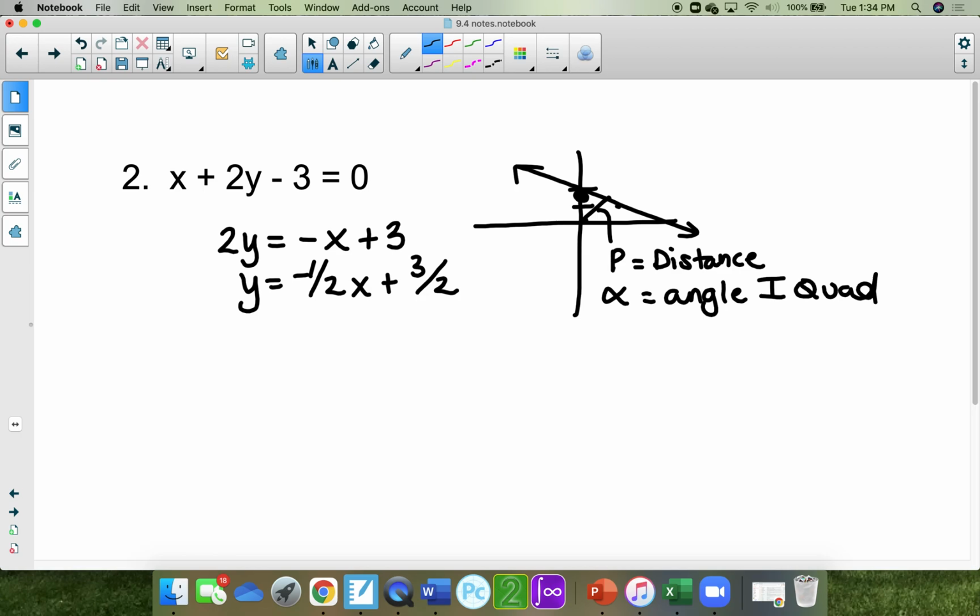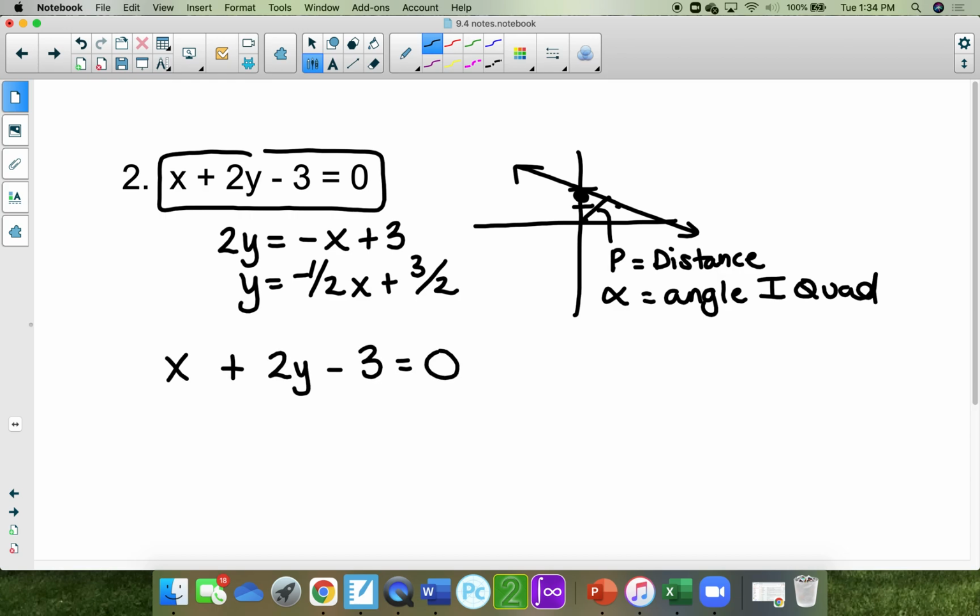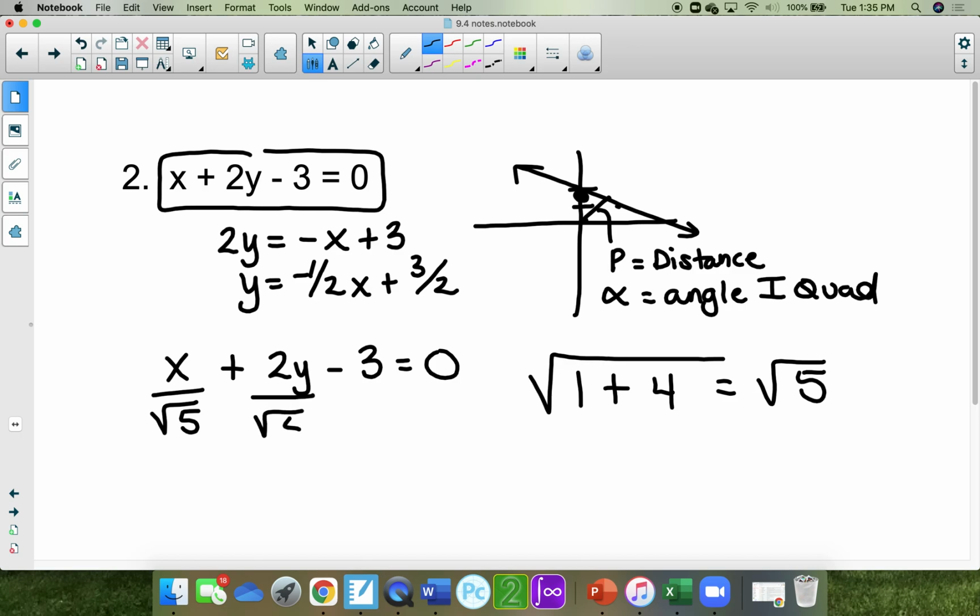So you have to go back to the original, copy it down. I have to do the square root of a squared, which is 1, plus b squared, which is 4, which is equal to the square root of 5. And you're going to divide everything by the square root of 5. And since this is a negative, this is a positive. If this is a positive, then that's a negative. So it's plus or minus. So the P is this number right here. It's 3 divided by the square root of 5.